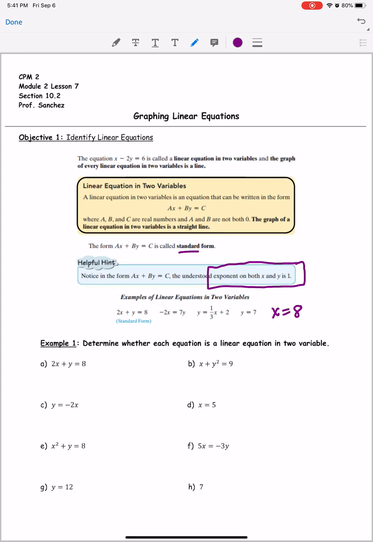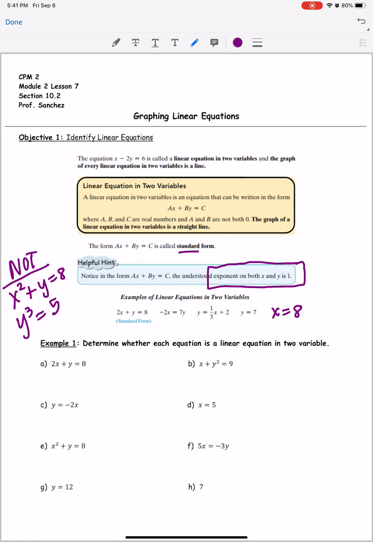So what is not a linear equation would be something like x squared plus y equals 8. Because of that squared, it's not a linear equation. If you have anything to any exponent, that's not a linear equation.